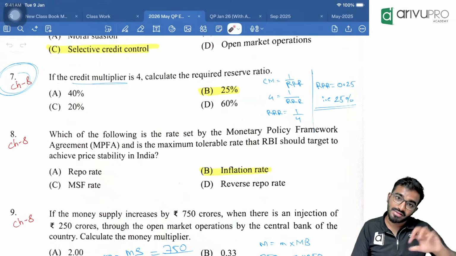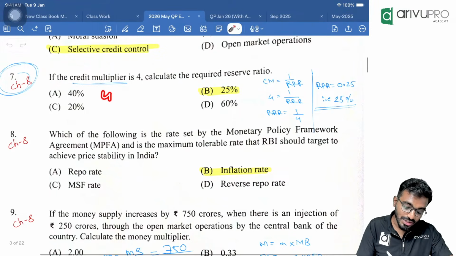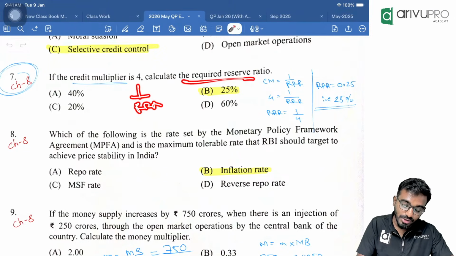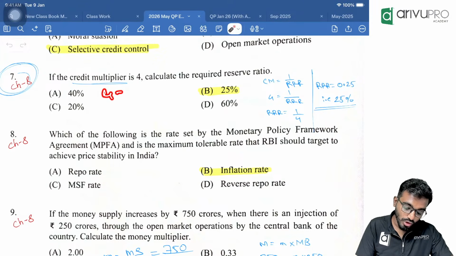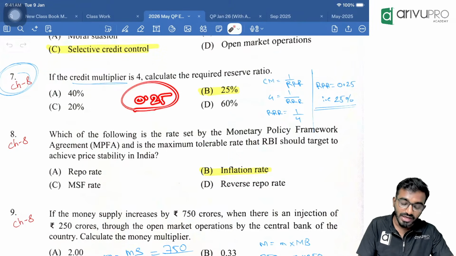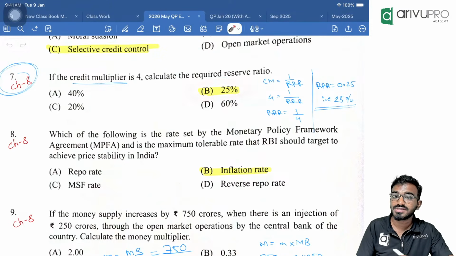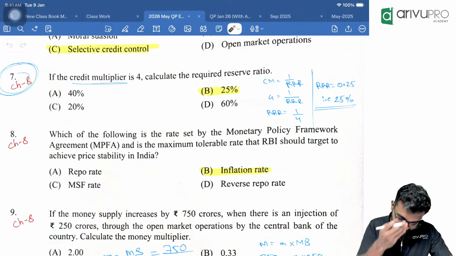If the credit multiplier is given as only 4, the end value is given and the required reserve ratio is not. The credit multiplier is 1 divided by RRR, and they are asking you to calculate that RRR. You already know the answer: 4 is equal to 1 by RRR. Simple. Now it will be 1 by 4. What is 1 by 4? 0.25. That is 25%. That's it. Clear? Such silly questions will come.